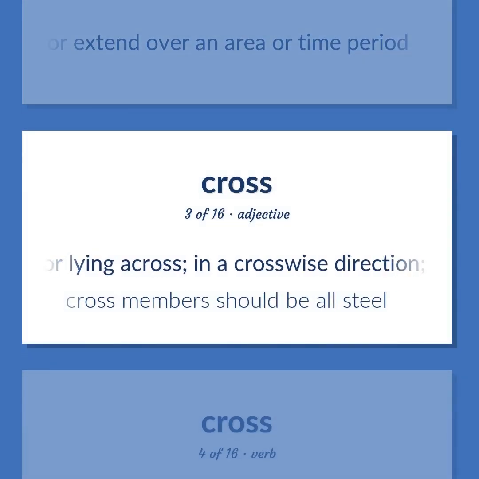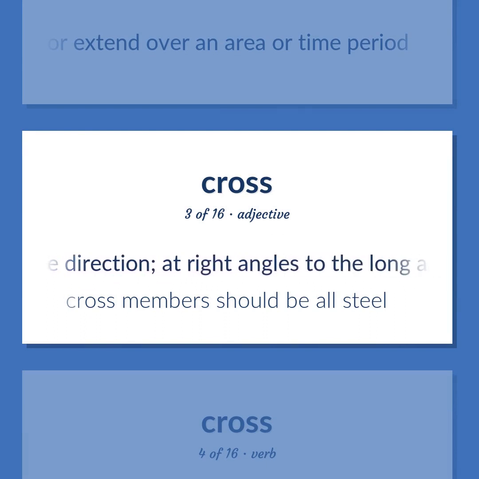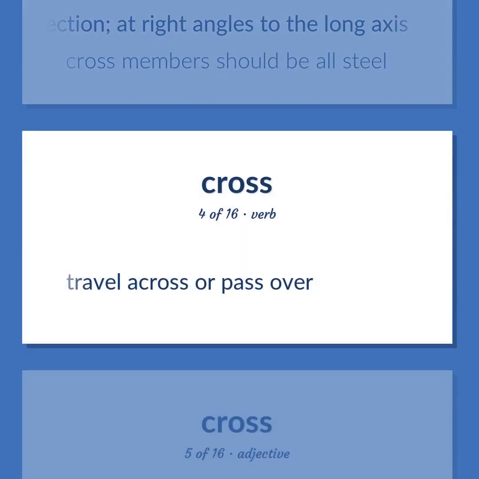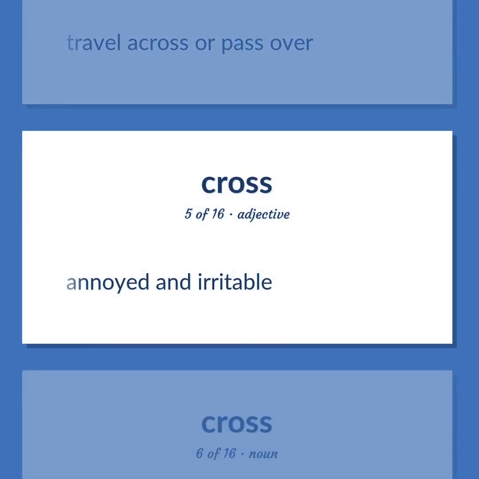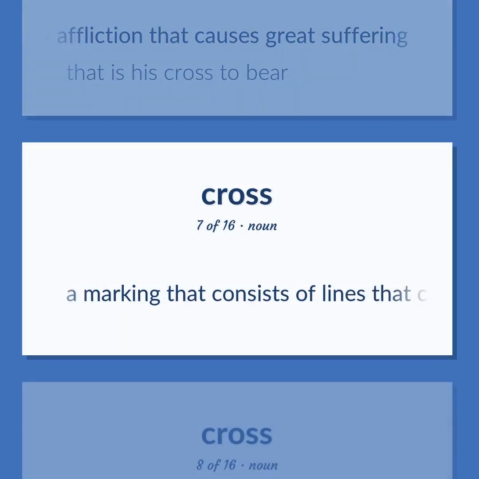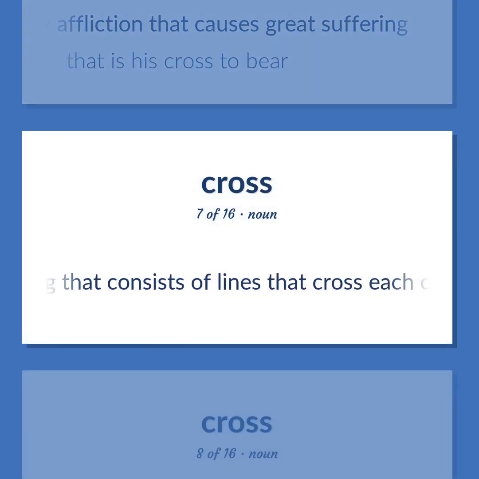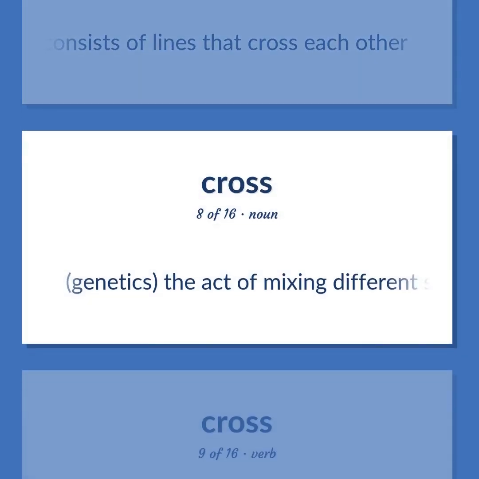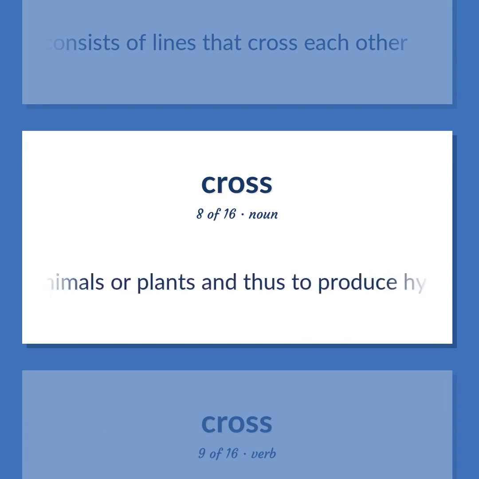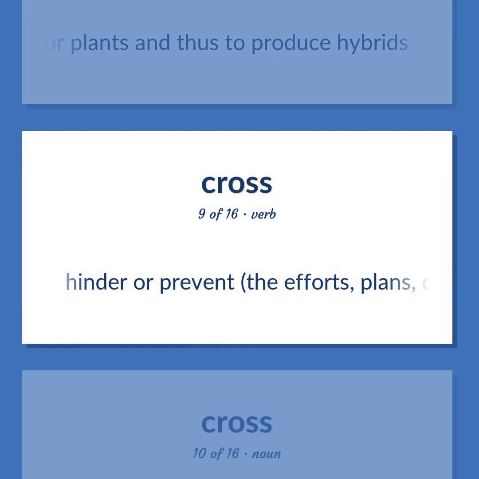Extending or lying across, in a crosswise direction, at right angles to the long axis. Cross members should be all steel. Travel across or pass over. Annoyed and irritable. Any affliction that causes great suffering. That is his cross to bear. A marking that consists of lines that cross each other. Genetics, the act of mixing different species or varieties of animals or plants and thus to produce hybrids. Hinder or prevent the efforts, plans, or desires of.